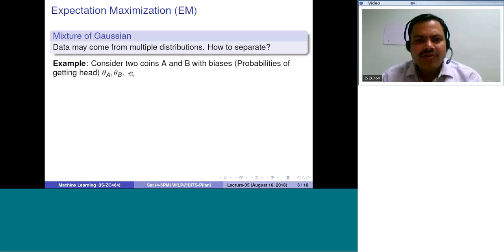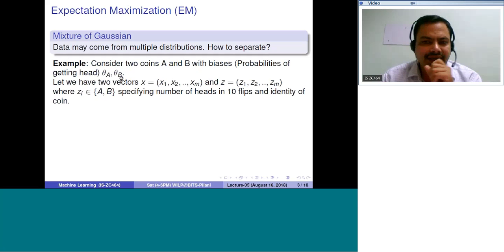To give you a feeling, I have brought an example. Let's assume that you have two coins, coin number A and coin number B, and they are not fair coins, they are biased coins. That means the probability of getting heads for A is not 0.5, and similarly it is not 0.5 for B either. So let's assume 0.6 and 0.1, it could be any value. From this understanding, let me build an example.